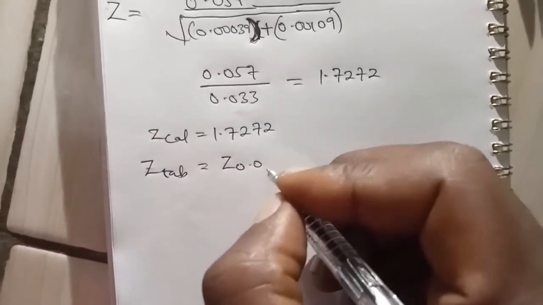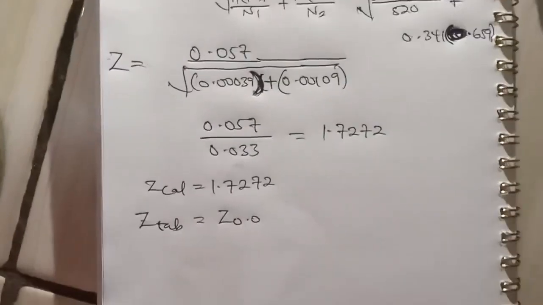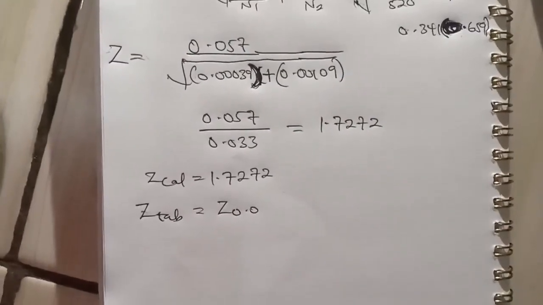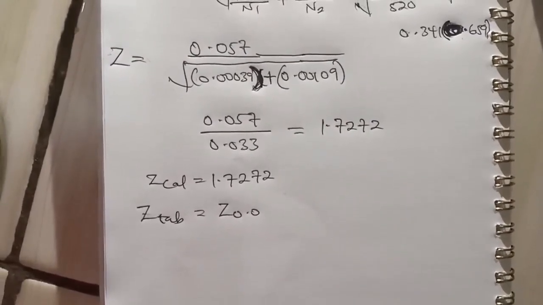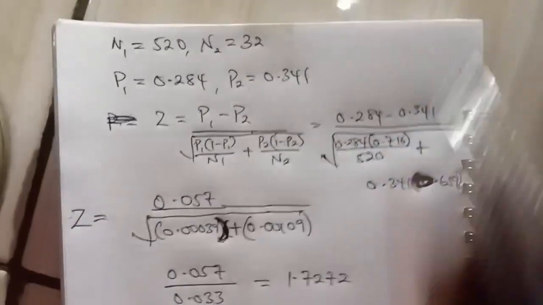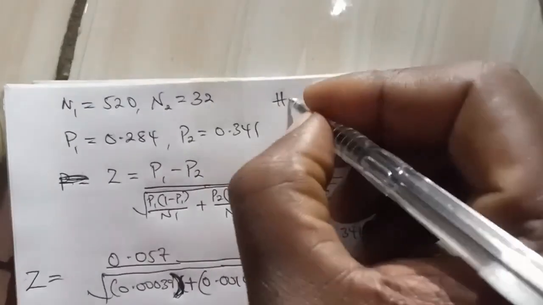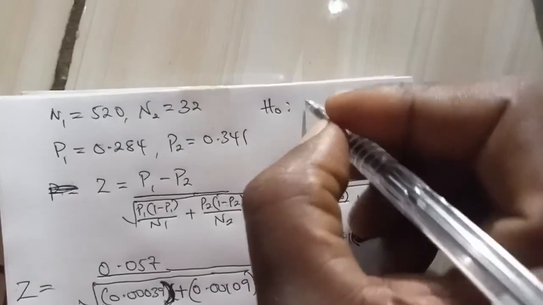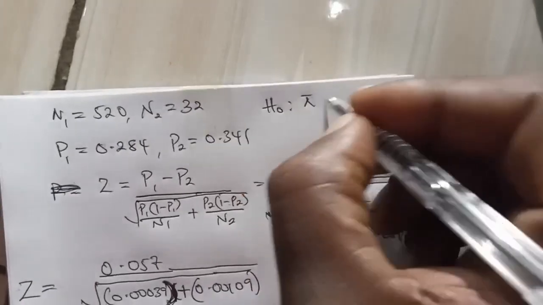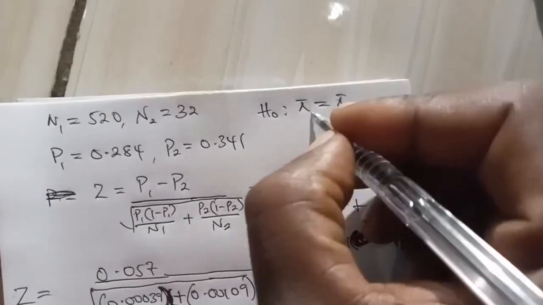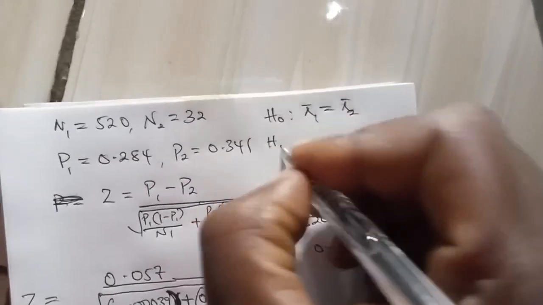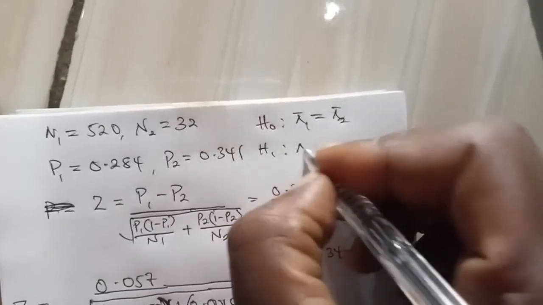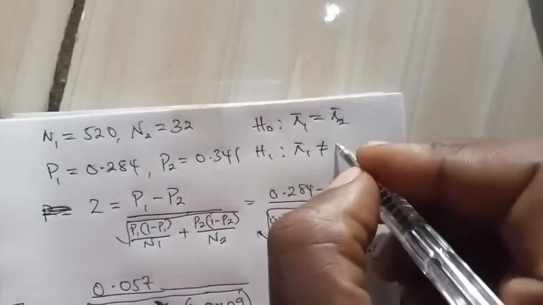So our z tabulated is z. From the question, we are to test whether there is a significant difference between the first proportion and the second proportion. The first thing we ought to have done was to state the hypothesis. So if we state the hypothesis, the H0 will say that the first proportion is the same as the second proportion, and the H1 will say that the first proportion is not the same as the second proportion.